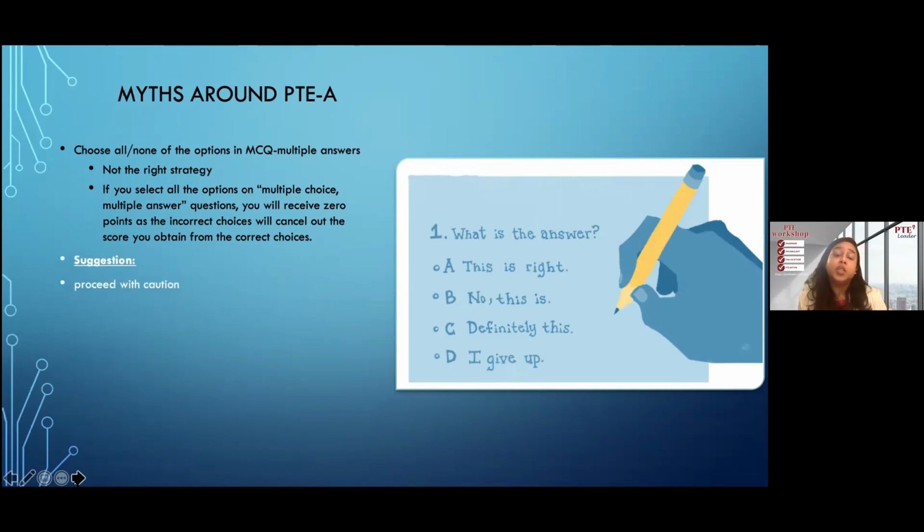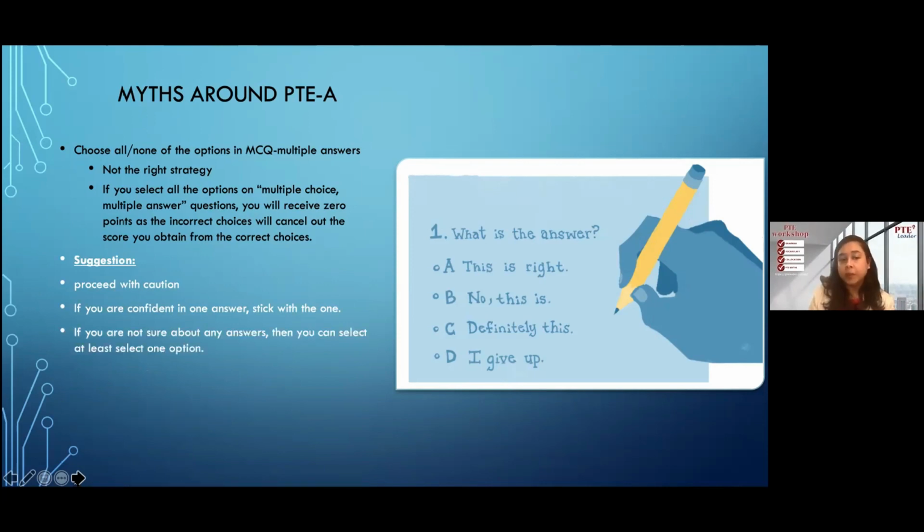So my suggestion would be proceed with caution. If you are doing the reading section or the listening section and you have multiple choice, multiple answer, if you're not confident about something, don't choose that option. If you're confident about one answer only, stick with one. Even if multiple answers are the correct ones, just choose one. Don't choose more than one because otherwise you'll get 0 because you have negative marking.